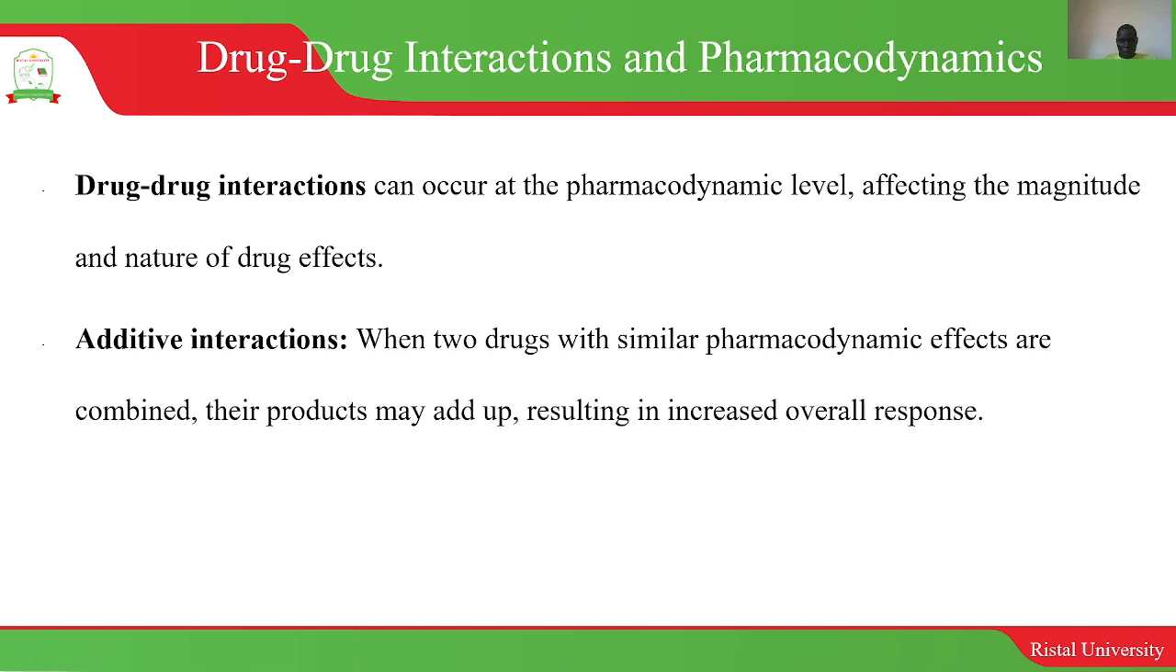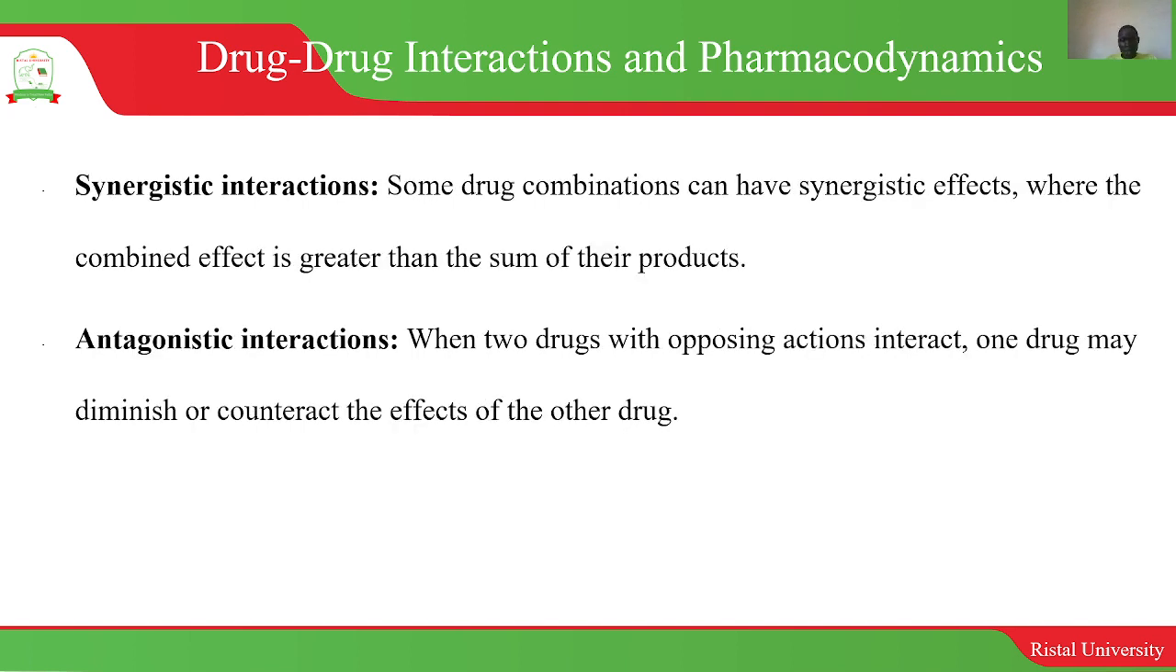Drug interaction and pharmacodynamics. We say drug-drug interactions can occur at the pharmacodynamic level, affecting the magnitude and nature of drug effects. Additive interactions: when two drugs with similar pharmacodynamic effects are combined, their effects may add up, resulting in increased overall response. Synergistic interactions, we already looked at this in the previous lecture, and also antagonistic interactions.